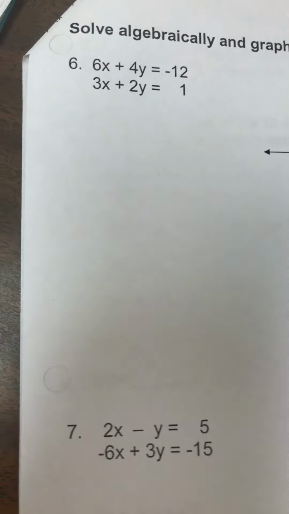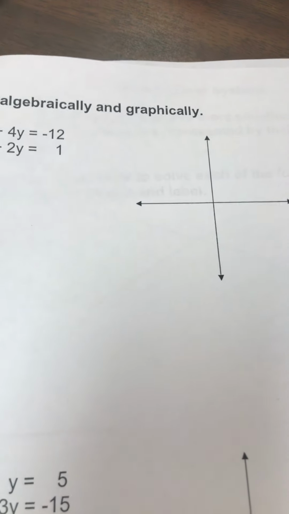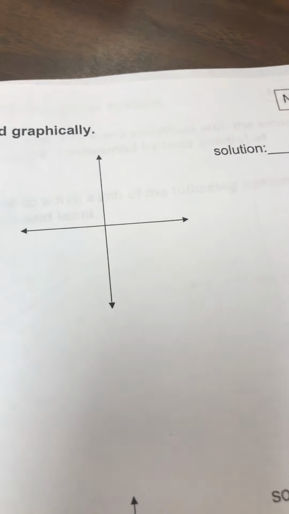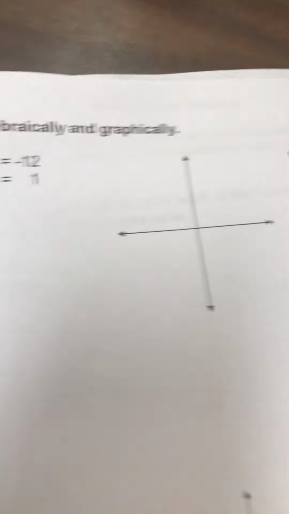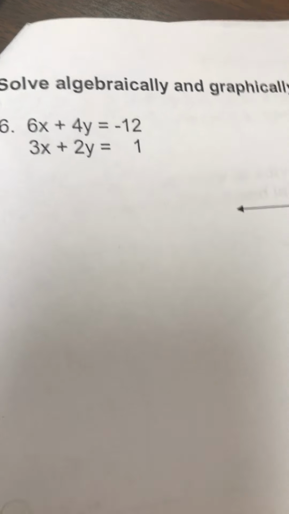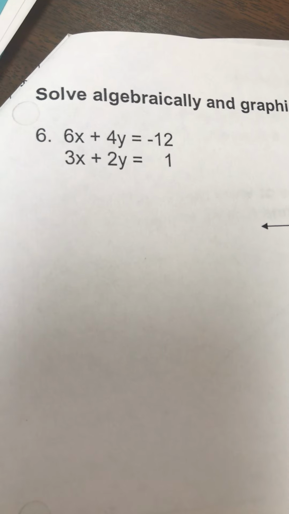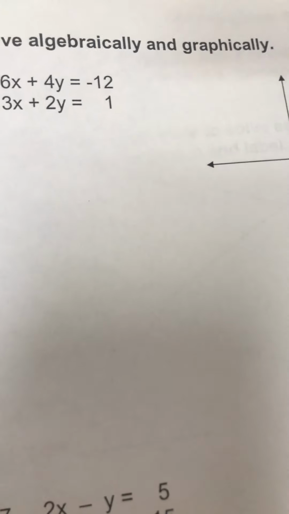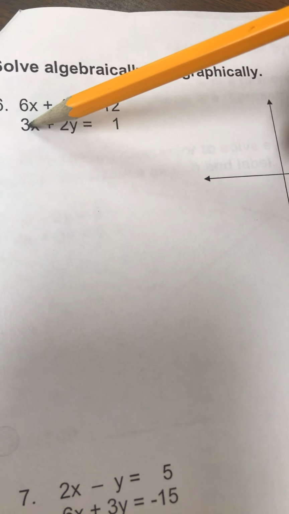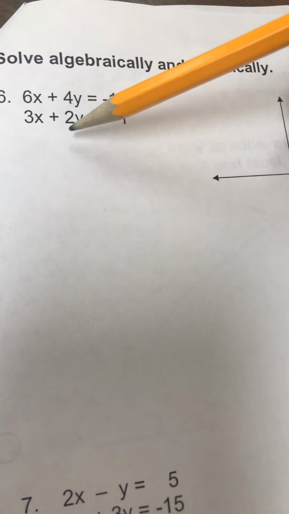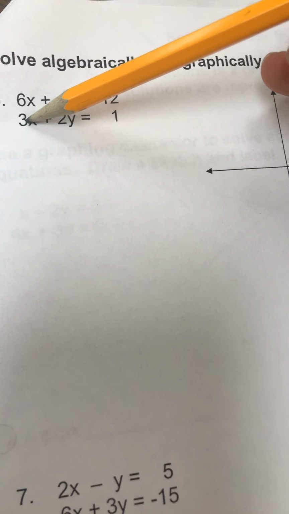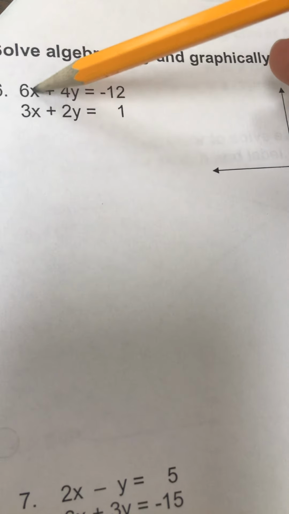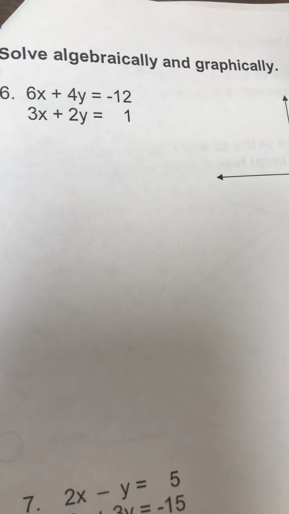Let's see what we have left here. Okay, let's do one of the back ones. All right, so let's do number 6. So now it's not telling you which method to use. You need to figure out which method to use. All right, so I can tell that if we multiply this by negative 2, this will become negative 6x, and it will eliminate. So I'm going to use elimination for this one.